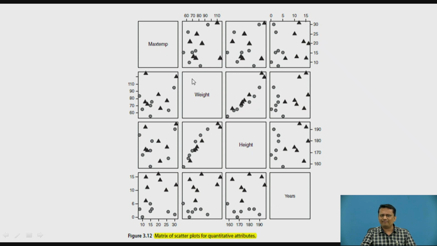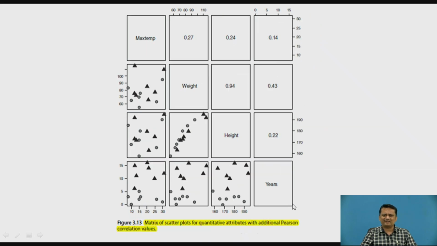But the diagonal part represents the attribute itself, because there is no meaning in plotting the same attribute on the x-axis as well as the y-axis. So just the names of the attributes are mentioned over here. So this is the matrix of scatter plots.